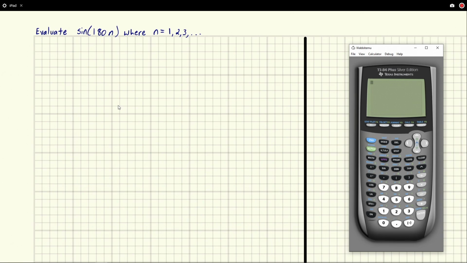Eric Burgess here, and we've been asked to evaluate sine of 180, and this is actually degrees, 180 degrees times n, where n is an integer, 1, 2, 3, on and on and on. So looking at this, it is a suspicious kind of a thing.